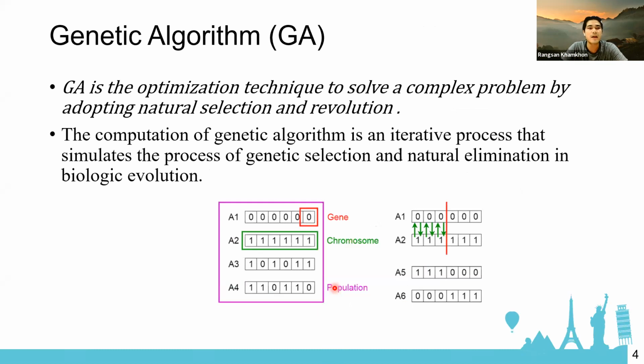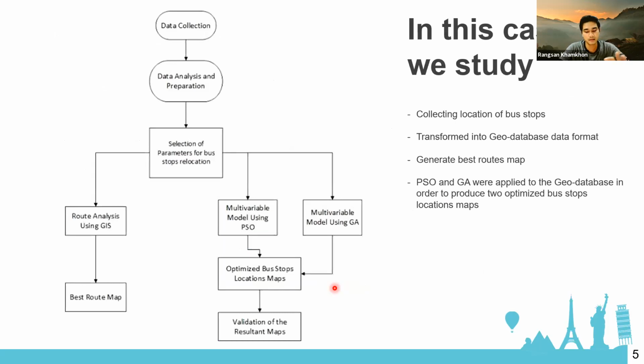Another AI algorithm is the genetic algorithm, or GA. GA is an optimization technique to solve complex problems by adopting natural selection and evolution. The computation of the genetic algorithm is an iterative process that simulates the process of genetic selection and natural elimination in biological evolution. Okay, next.